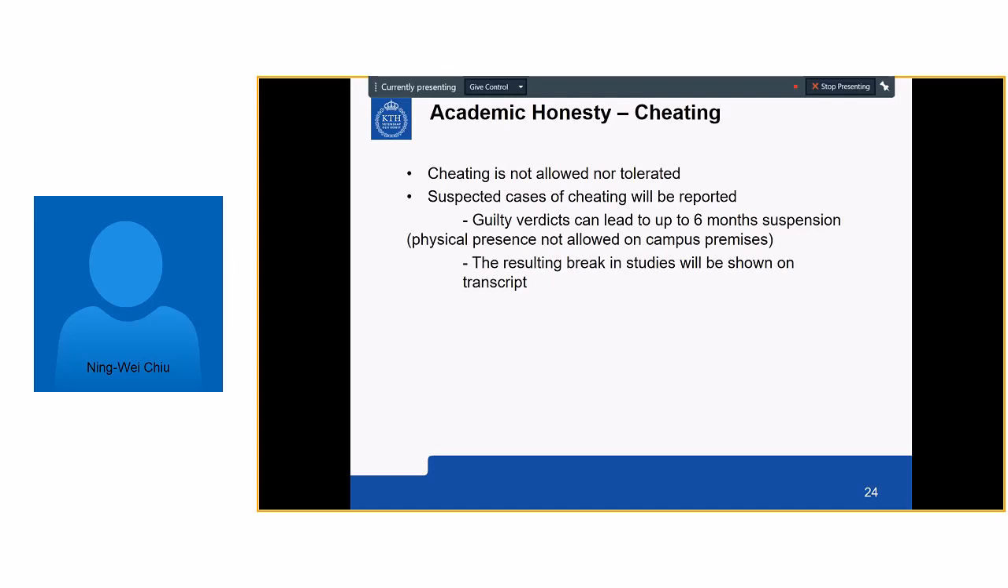So make sure this never happens. Maybe this is one of the most serious things. I wouldn't say felony, but it's a thing you should not do.